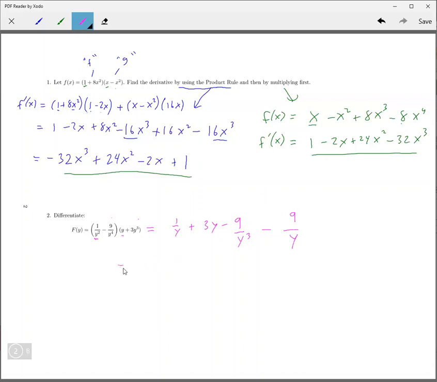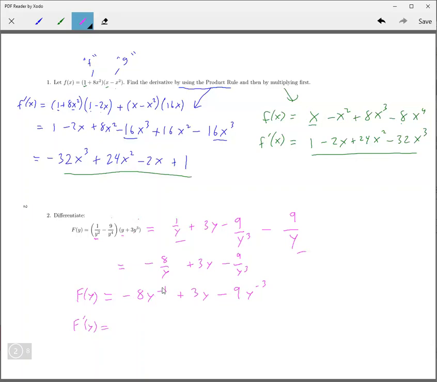And I suppose that I can combine the first and the last ones. So that's negative 8 over y. And now we want to put y's in the numerator with negative exponents. So I want to bring these up to the numerator and put a negative exponent. So f prime of y.